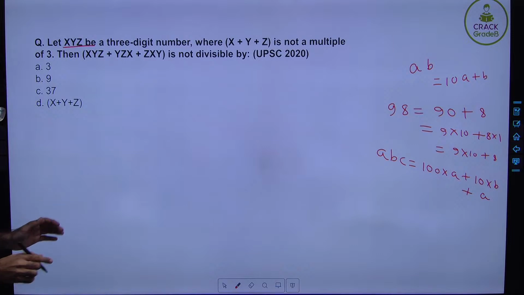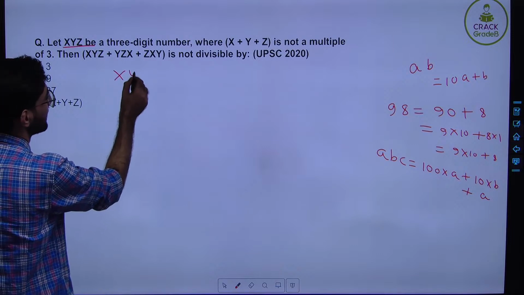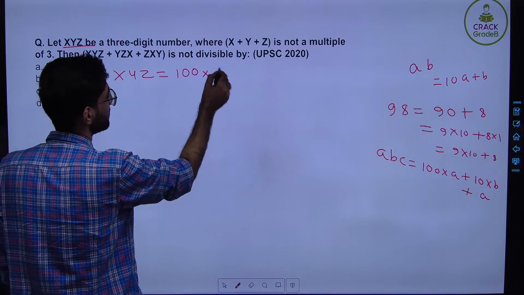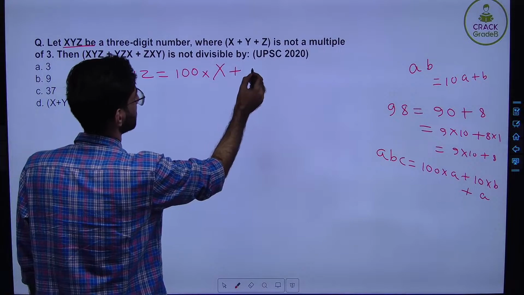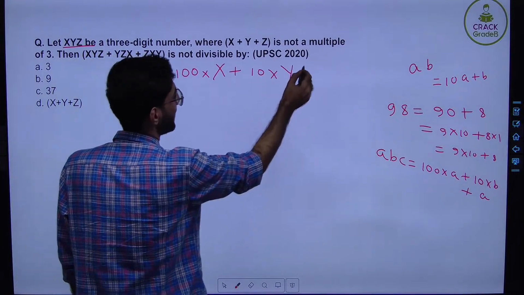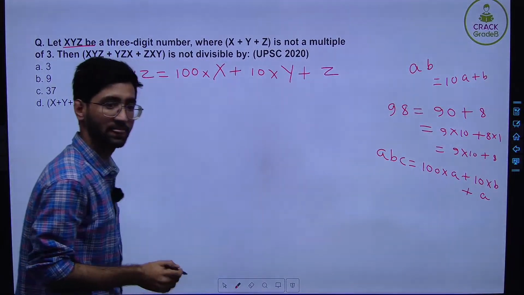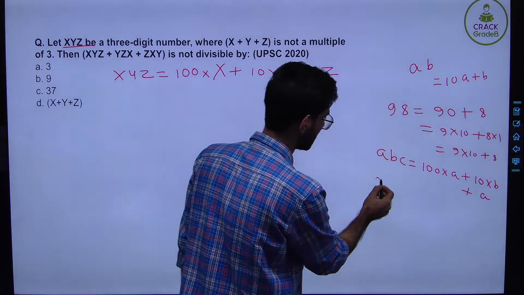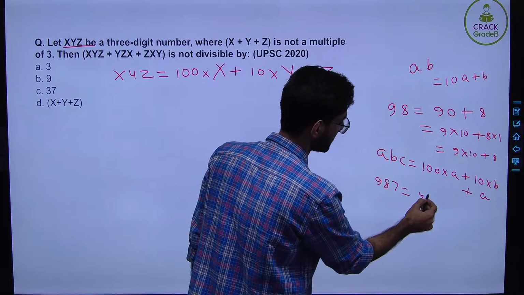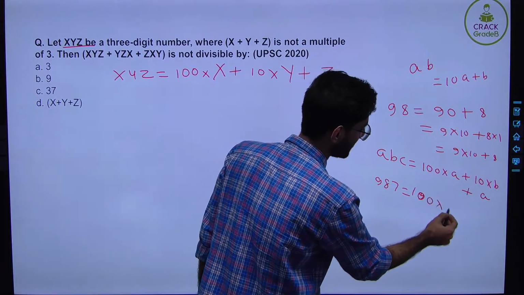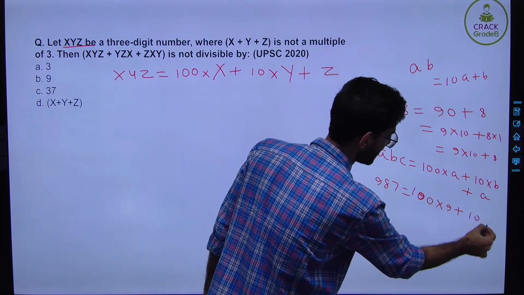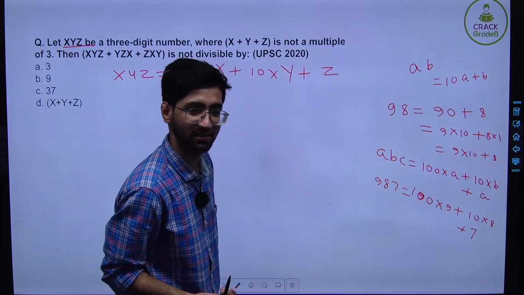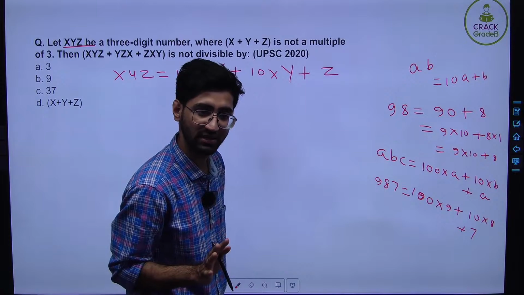If I say XYZ, can I write it as 100 into X plus 10 into Y plus Z? Are you able to get this? If a number is 987, it means 100 into 9 plus 10 into 8 plus 7, 900 plus 80 plus 7. Are you able to get this?